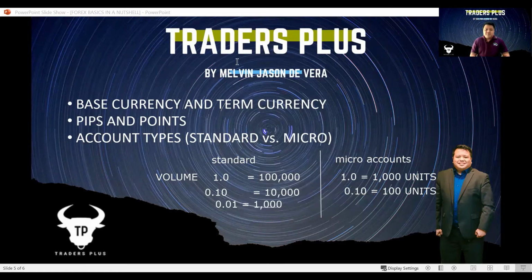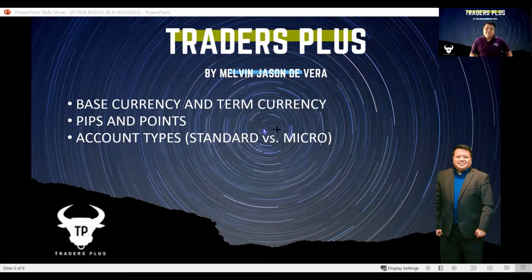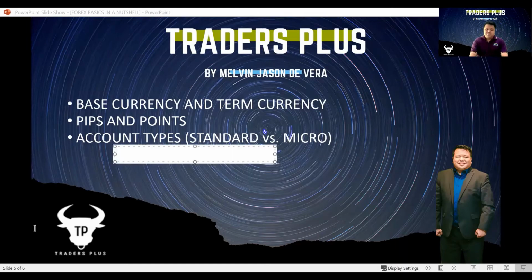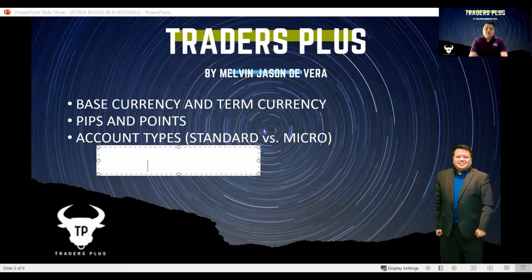Okay? So lumalabas, ang magkatumbas, okay, itong 0.01 ng standard ay equivalent sa 1.0 ng micro account. Okay? Question, can we trade above 1? I mean, if I want to trade equivalent to this, can I? Yes, you can. So, ganito ang magiging structure natin. Okay? So, ito yung standard, ito yung micro. Okay, ilalagay natin. We have different lot sizes, which is our next lesson. We have the standard lot. Okay? We have the mini lot. And we have the micro lot.